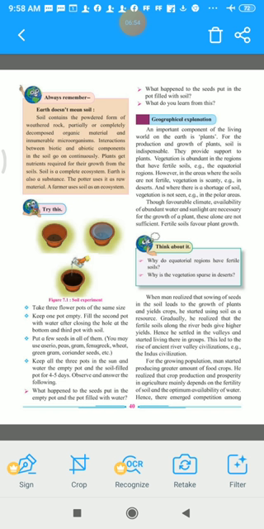Think about it. Why do equatorial regions have fertile soils? Why is the vegetation sparse in deserts? So you can think about it and answer the questions.